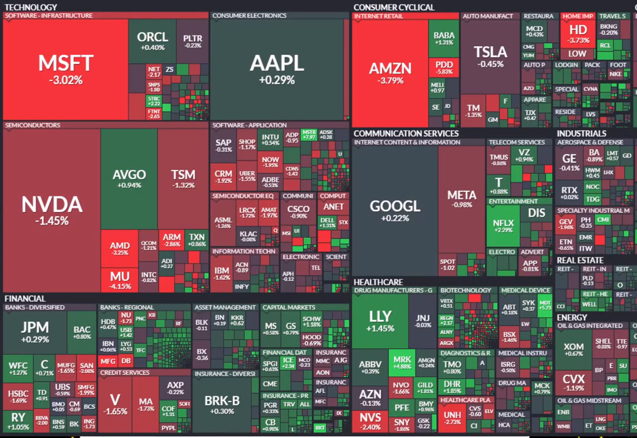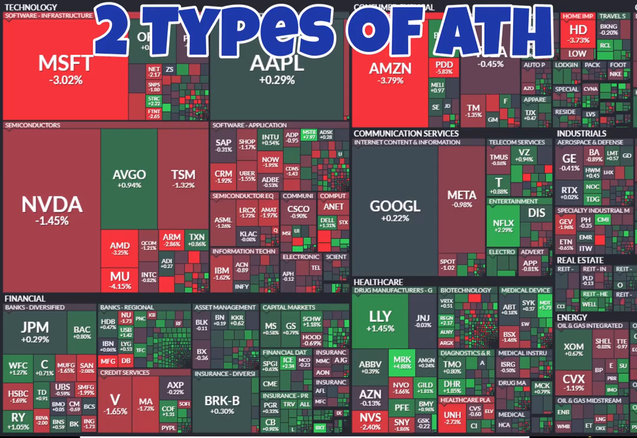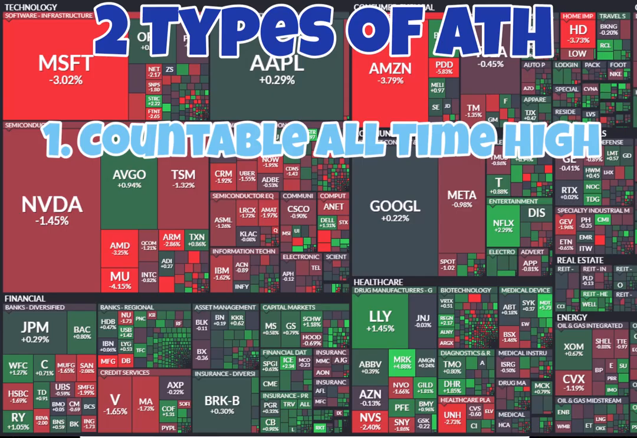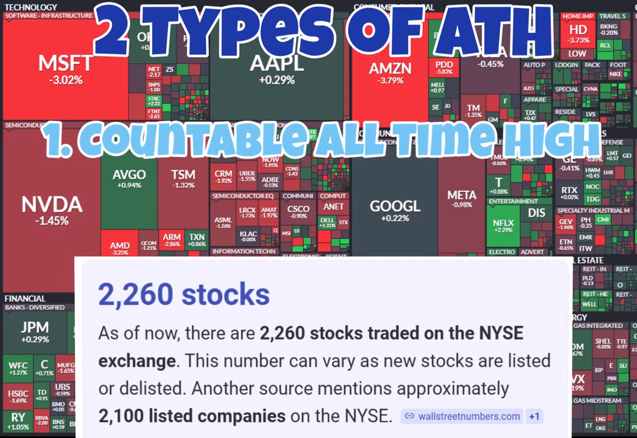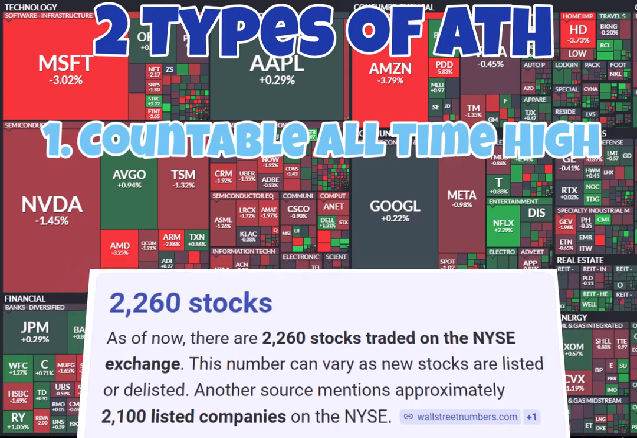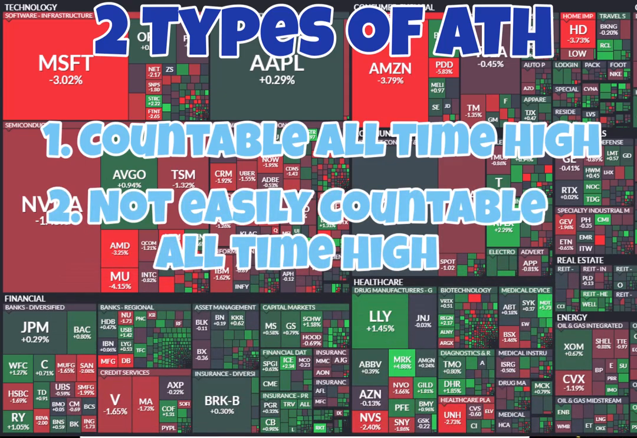Hopefully, my math analogy was simple enough that everybody was able to follow along. And now I want to segue into the two types of markets that I believe there are. So when you see all-time highs, you either have a countable all-time high, or I won't say uncountable, because there's only ever like 2,000 stocks on the market, but we'll say a not easily countable all-time high.